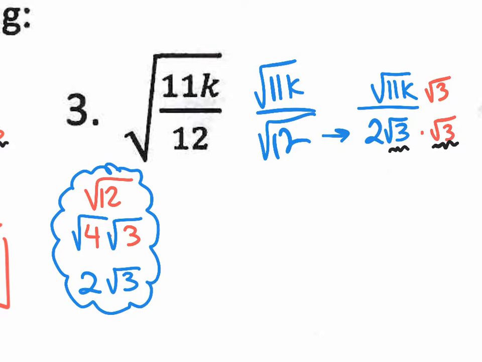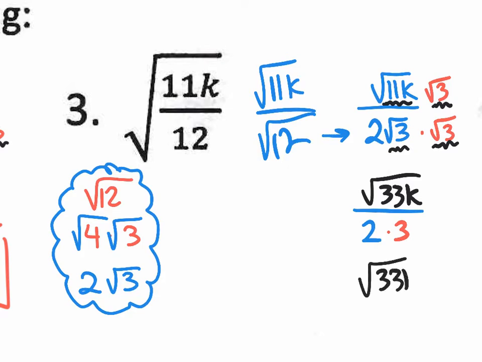So in the denominator, we have the 2, and we actually have a 3 instead of square root of 3 times square root of 3. So in the denominator, we will have 6 on our final answer. Up on top, when I multiply 11k times 3, we're going to put those together. That'll simply be 33k. So our final answer is square root of 33k over 6.